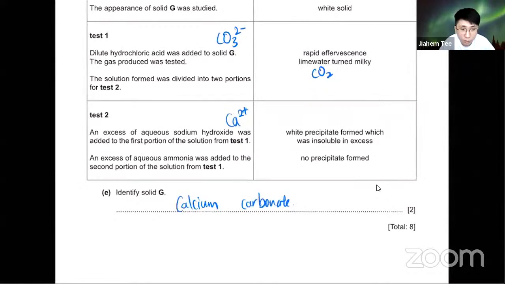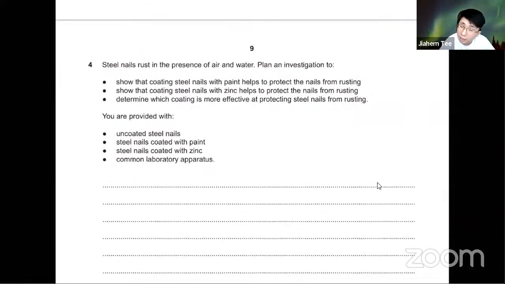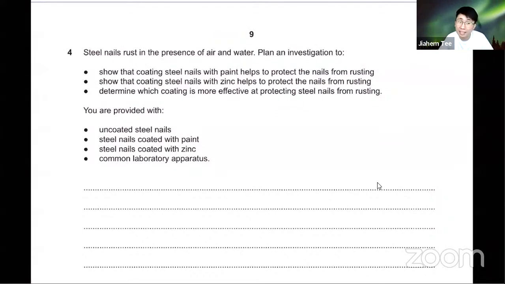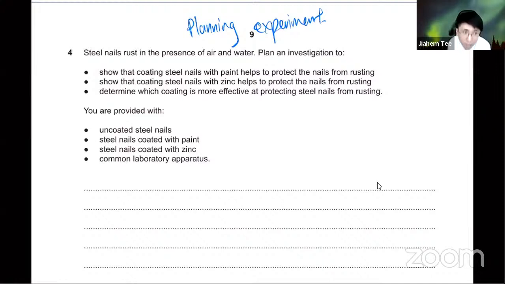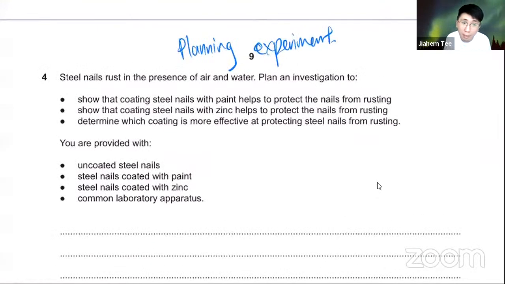So what we can do now, guys, going down to the last part here: every Paper 6 has question number 4, which is actually a planning experiment. So what is a planning experiment? Number one, this question here is, steel nails rust in the presence of air and water. Plan an investigation to show that coating steel nails with paint helps to protect nails from rusting, and that coating steel nails with zinc helps to protect nails from rusting. Determine which coating is more effective at protecting steel nails. You are provided with uncoated steel nails, steel nails with zinc, steel nails with paint, and common laboratory apparatus.